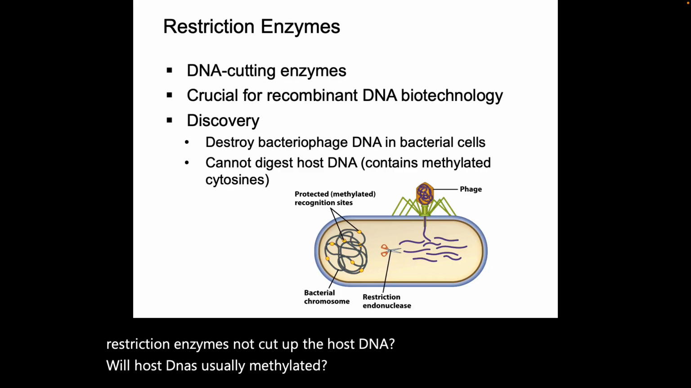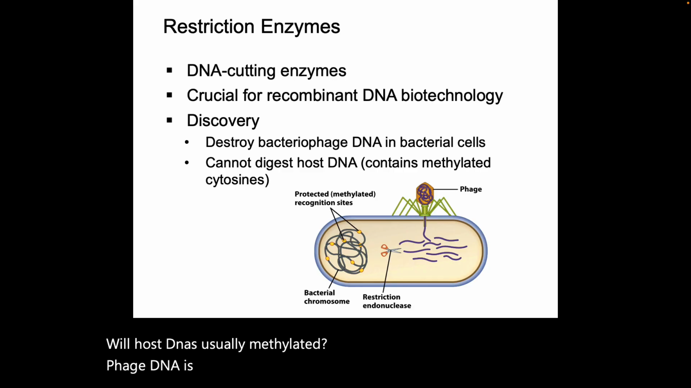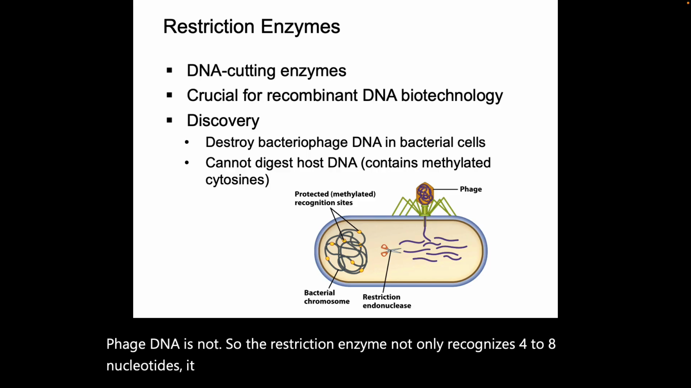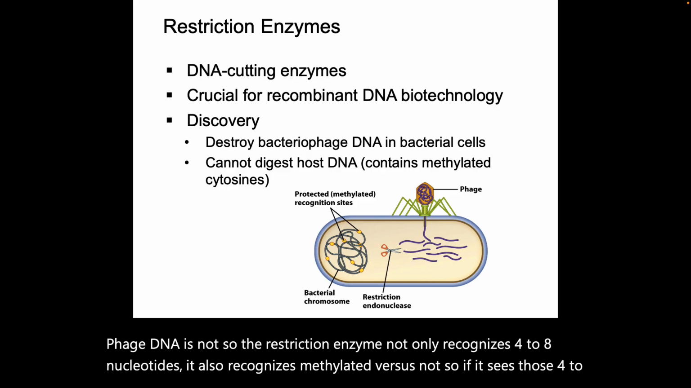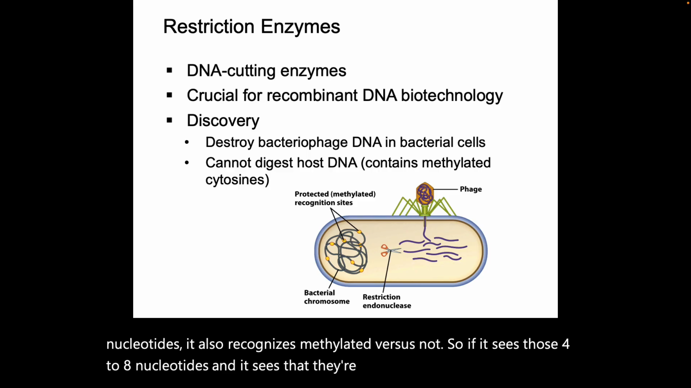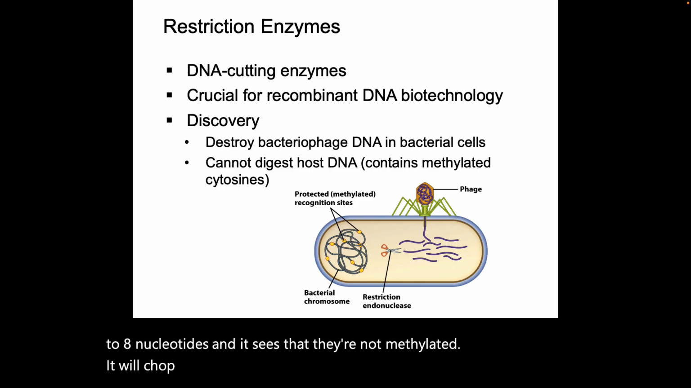Phage DNA is not. So the restriction enzyme not only recognizes 4 to 8 nucleotides, it also recognizes methylated versus not. So if it sees those 4 to 8 nucleotides and it sees that they're not methylated, it will chop them up and recognize that that's an infection, right? It's DNA that is not ours, so we are going to destroy it.